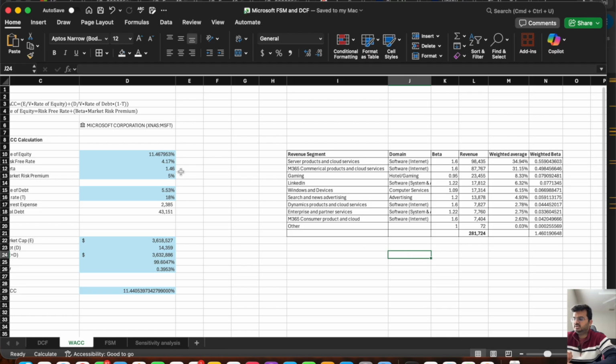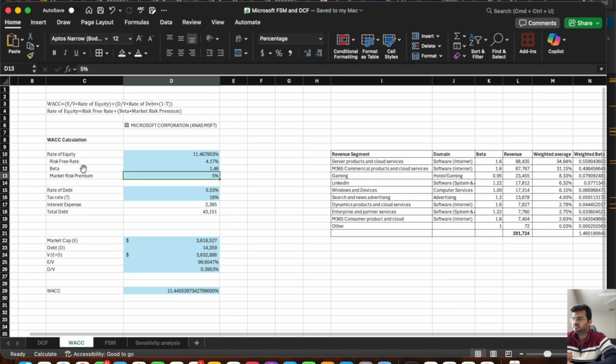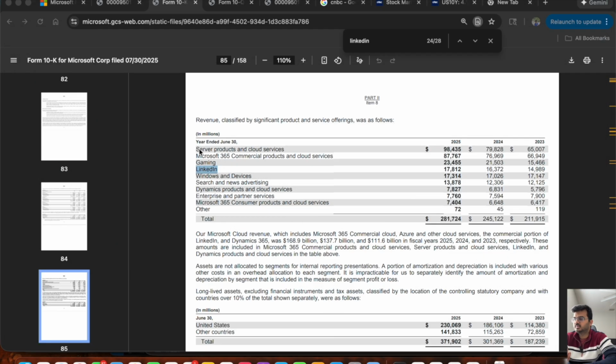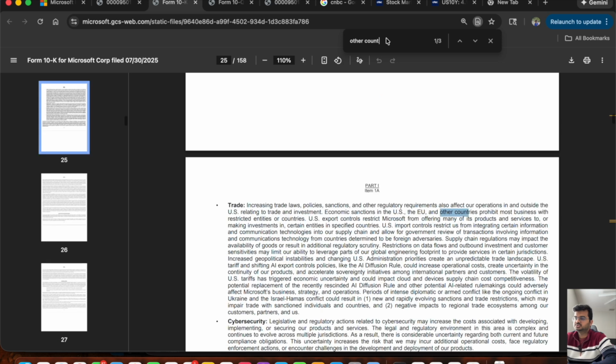And even the next one, as I mentioned, I have a concern: market risk premium. For this, first we need to understand which markets or which geographical locations Microsoft operates in. I already did this, so I will just show you which footnotes you need to refer.